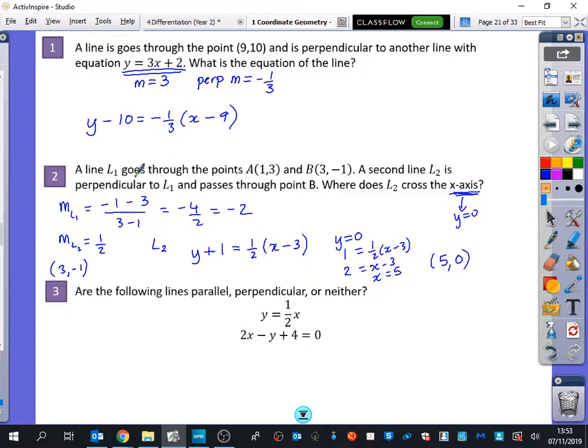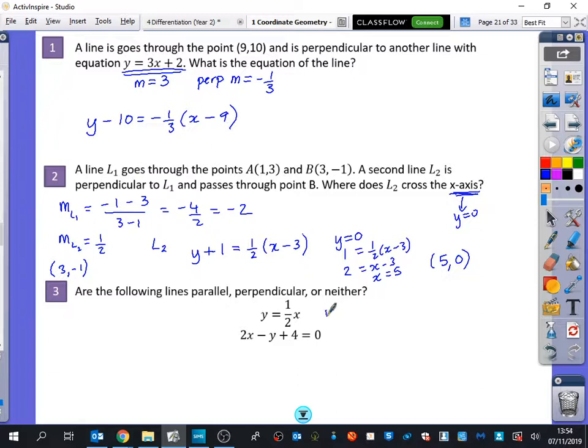The last one's pretty simple. Are the following lines parallel, perpendicular, or neither? So the top one is in, do you remember what we called this form, when it was like y equals mx plus c? It had a different name. The GCSE form, yeah. The slope intercept form. The second one, what form would we say this is? The standard form. So we've got a mixture of lines here. Which form is better to help us find the gradient? The y equals mx plus c, the slope intercept.